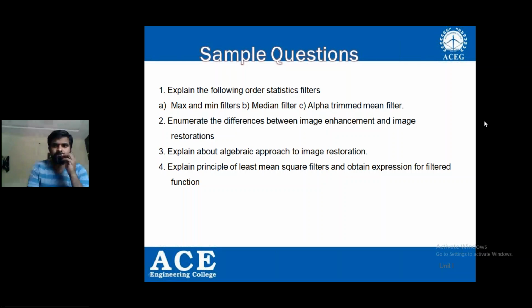So with this we can conclude all the restoration methods.